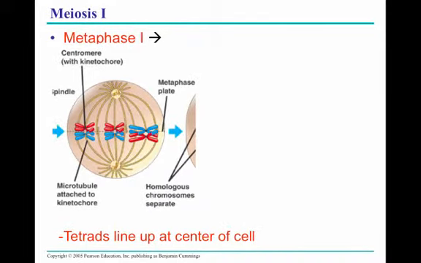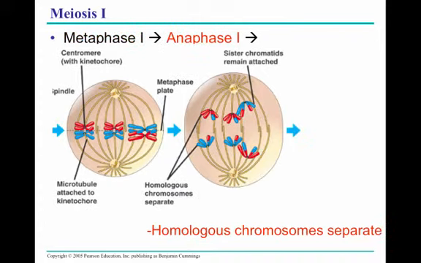Now we go through metaphase I. Again, another big difference here. The chromosomes are lining up together. The homologs line up together in pairs. They don't do that in mitosis. They do not line up together in mitosis. And that sets up a situation where in anaphase I, the homologs separate, whereas in mitosis, the sisters separate. Okay, so in anaphase I, the homologs separate.